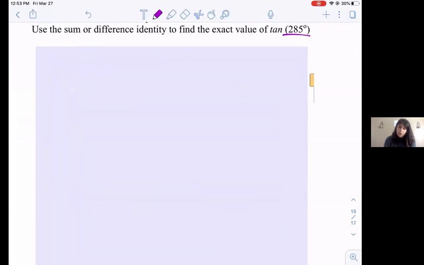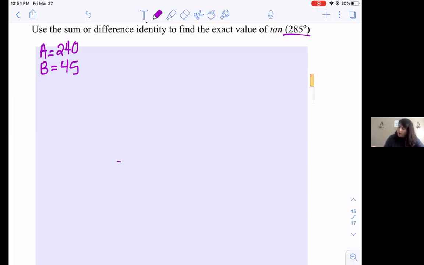Okay, so to find two angles that add up to be 285 that are on my unit circle, I can really do anything, but I'm going to use 240 and 45. Okay, again, there's a ton of different things that could add up to be 285. It's up to you guys what you want to pick, but those are just the ones that I picked.